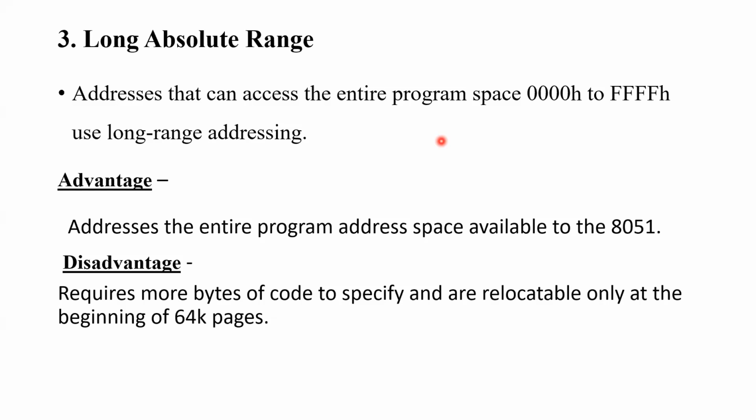You can have jump instructions within this range, and you can see that the long absolute range has a longer distance compared to the short absolute range, and the short absolute range has a longer distance compared to the relative range. The advantage is that you can access the entire address space. What is the address space? We know that the program memory in 8051 is 64 kilobytes, and we can access the entire 64 kilobytes of memory.